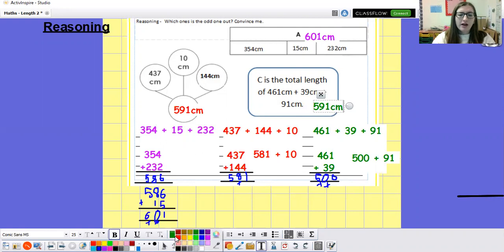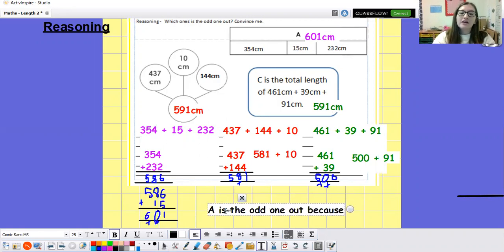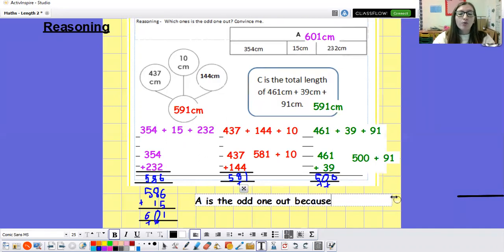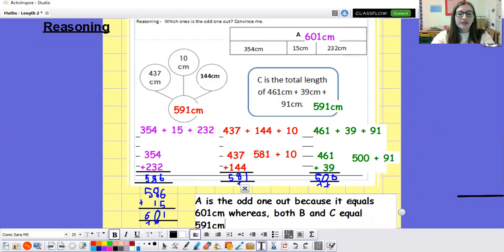So if I was to write my answer then, which one is the odd one out? A, B or C? It's A, isn't it? So I'm going to say A is the odd one out because, and remember it's very important that we say why, A is the odd one out because it equals 601 centimetres, whereas both B and C equal 591 centimetres.